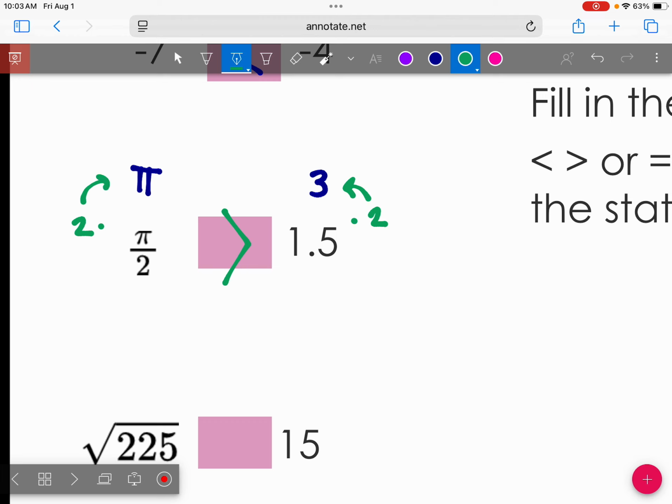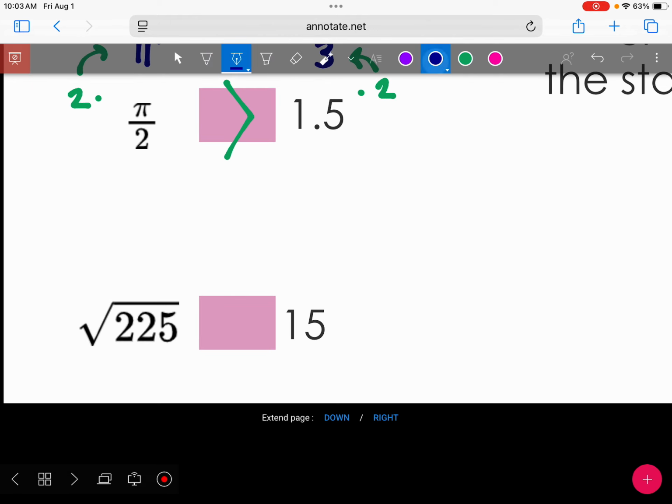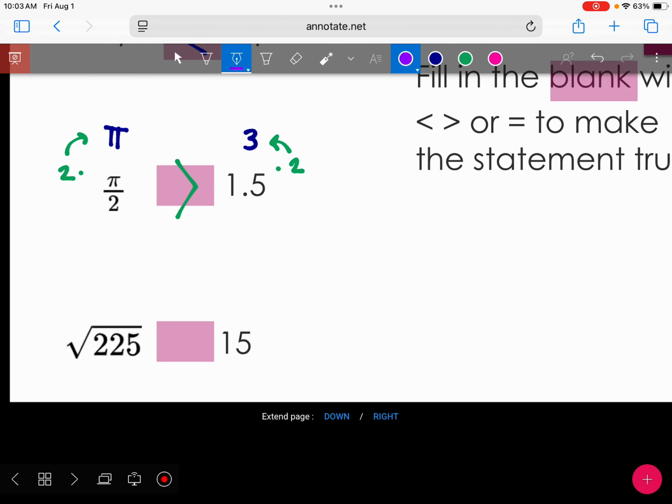It lets us kind of see that. So if we're not spotting it as fractions or decimals, multiply it by something to get rid of them. You could multiply by 10 if you wanted to. The bottom one's probably the trickiest one to do mentally. Square root of 225 and 15. Equal to. The square root of 225 is 15. So they're exactly equal to.